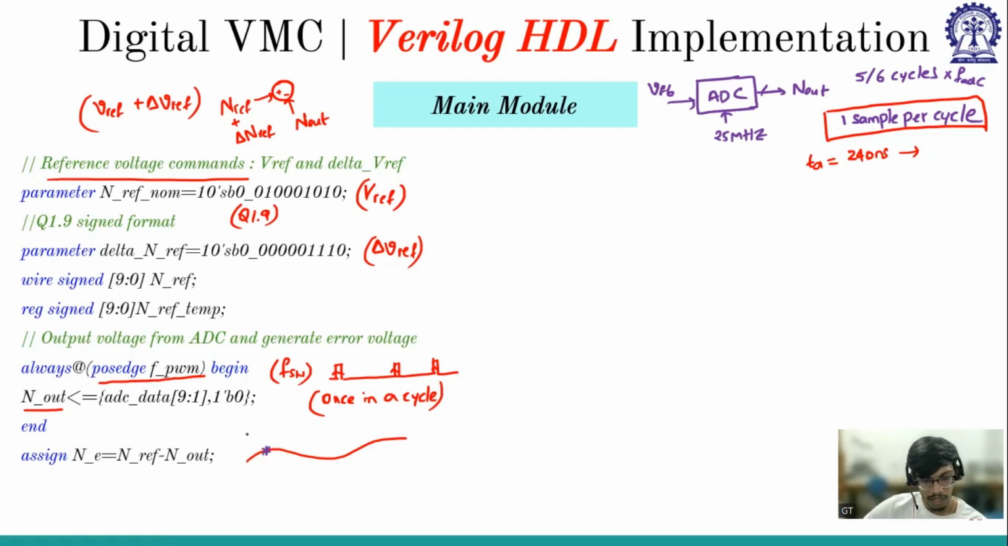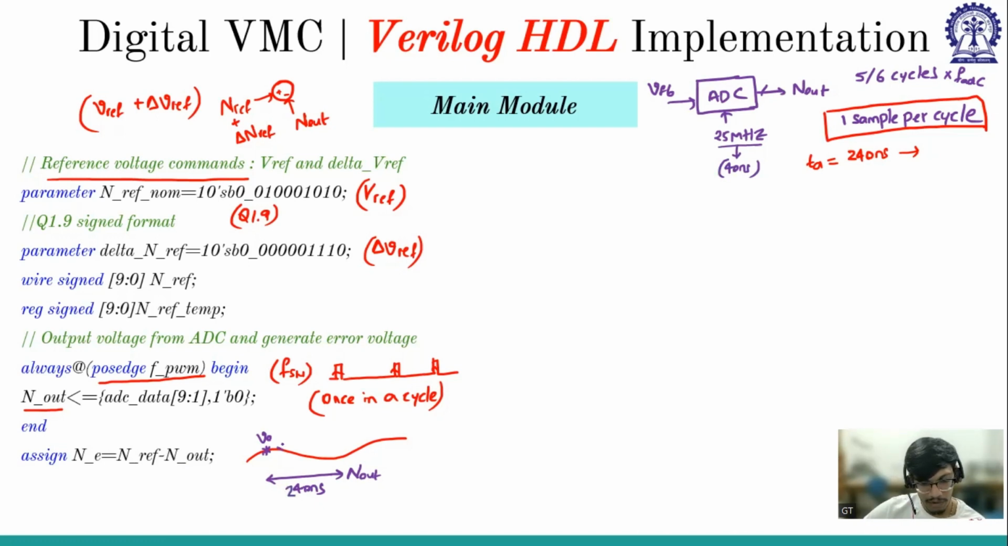So here, this V0 is sampled by the ADC. After 40 nanoseconds, the digital equivalent of this analog voltage sample will be generated by the ADC and will be ready at the output. We are operating at 25 megahertz, so that is around 40 nanoseconds. So this is 240 nanoseconds. After this 240 nanoseconds, the N out is generated.